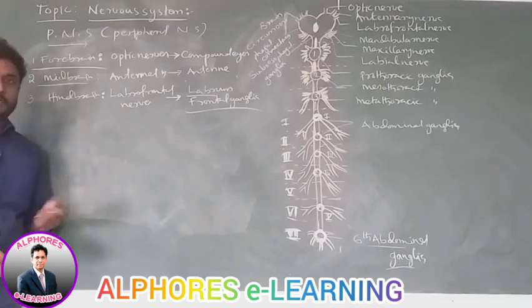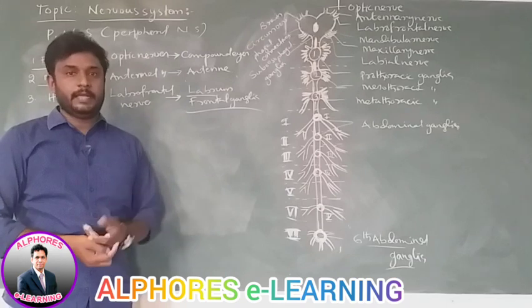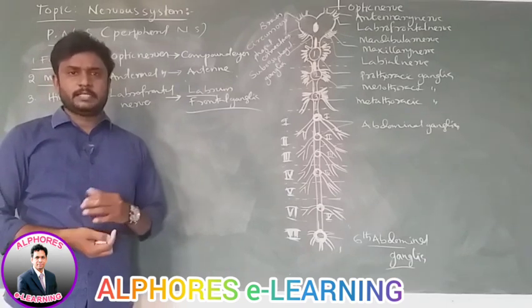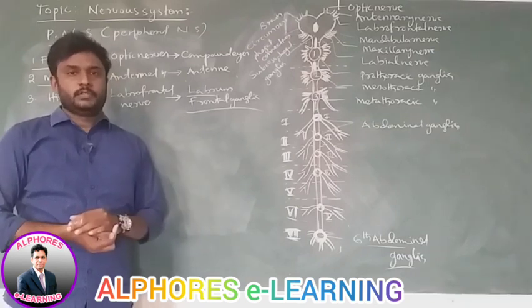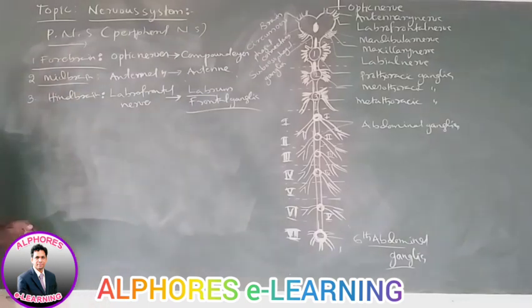The frontal ganglia is a part of the ANS. While we discuss the ANS, I will explain about the frontal ganglia. Now, what is the labrum? The upper lip is called the labrum. So it receives the sensory impulses from the labrum, and one nerve arises which is called the labrofrontal nerve.